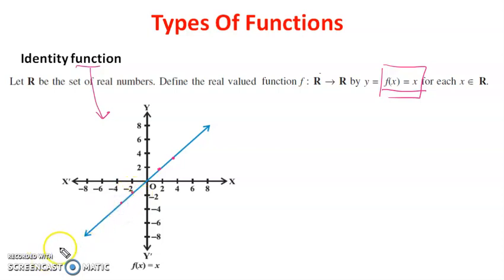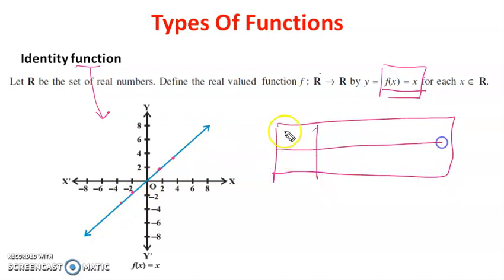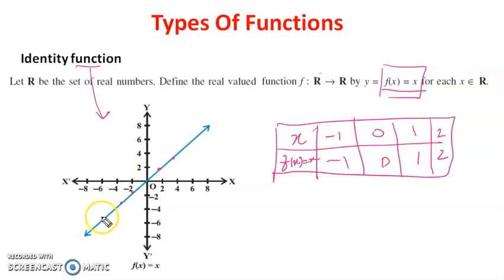When we arrange all this in a table for the graphical part, this is your x and this is your f of x is equal to x. When x is equal to minus 1, this becomes minus 1. 0, 0, 1, 1, followed by 2, 2. When we plot all these points on the graph, we get a straight line passing through the origin. This is the graphical part for the identity function.